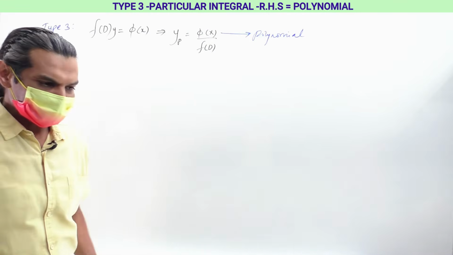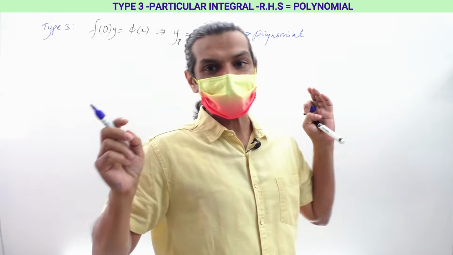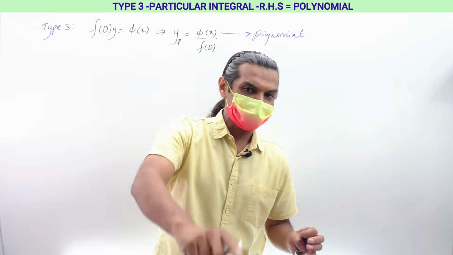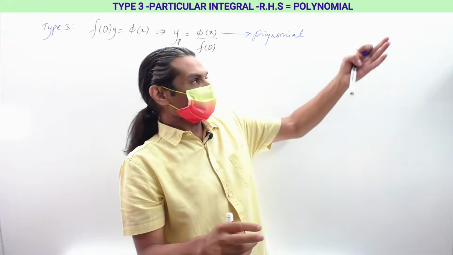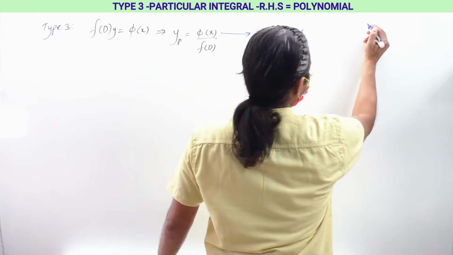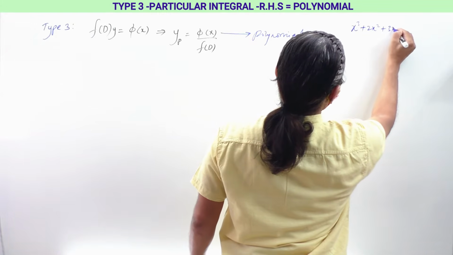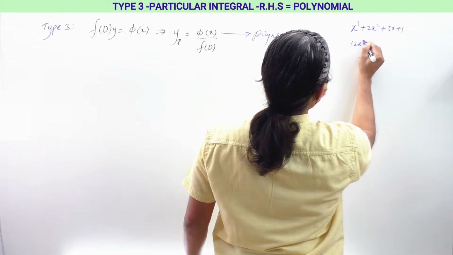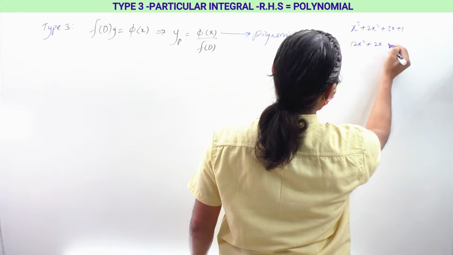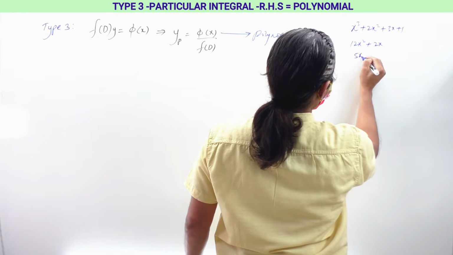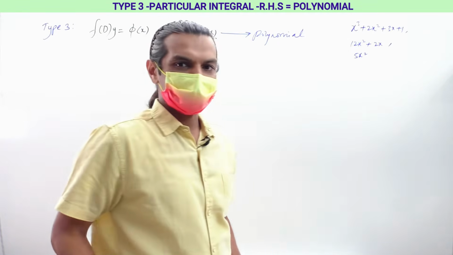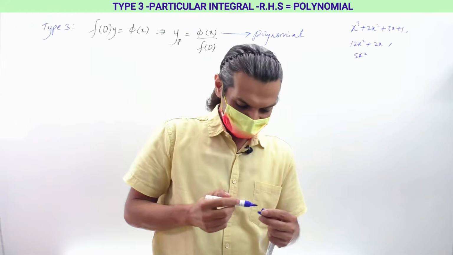See, what's a polynomial? A polynomial in simple terms is an algebraic expression. Type 1 was exponential, type 2 was trigonometric, now type 3 is algebra. That means, for example, x cube plus 2x square plus 3x plus 1, or say 12x square plus 2x, or say 5x square, and so on. Whatever it can be, it is basically an algebraic expression.